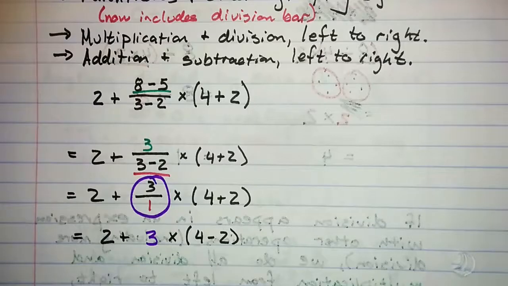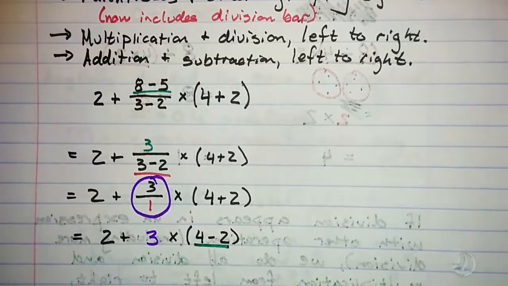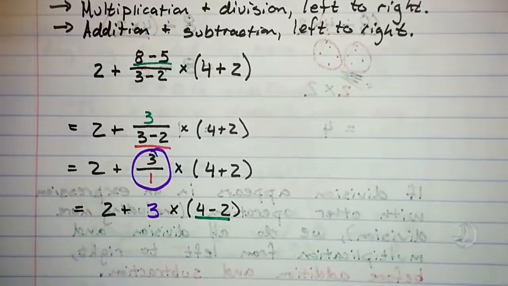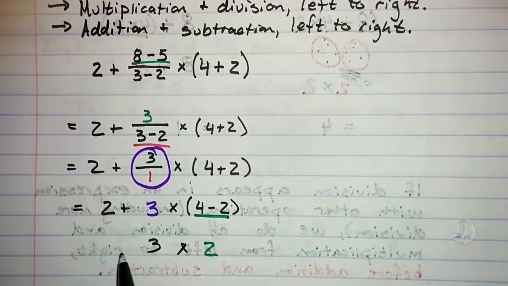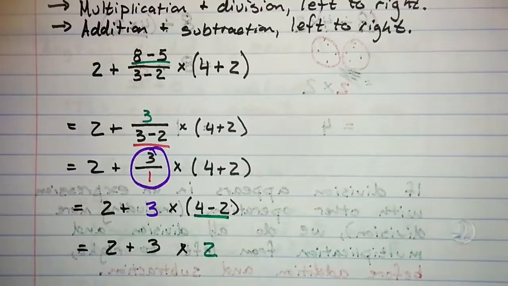All right, I still see one more grouping symbol, right? 4 minus 2, oh, that's 2. Now I copy the rest of the problem. All right. That's everything in grouping symbols.